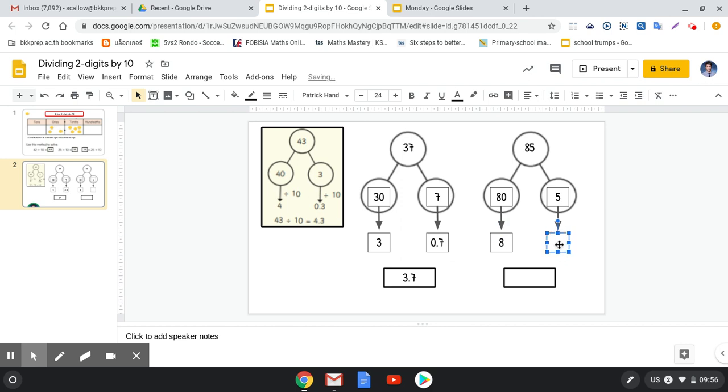5 divided by 10, well, I know that's 0.5. So I put them together and that makes 8.5. So this tells me that 85 divided by 10 is 8.5. So you now need to use part-whole models on the next slides to solve your problems.